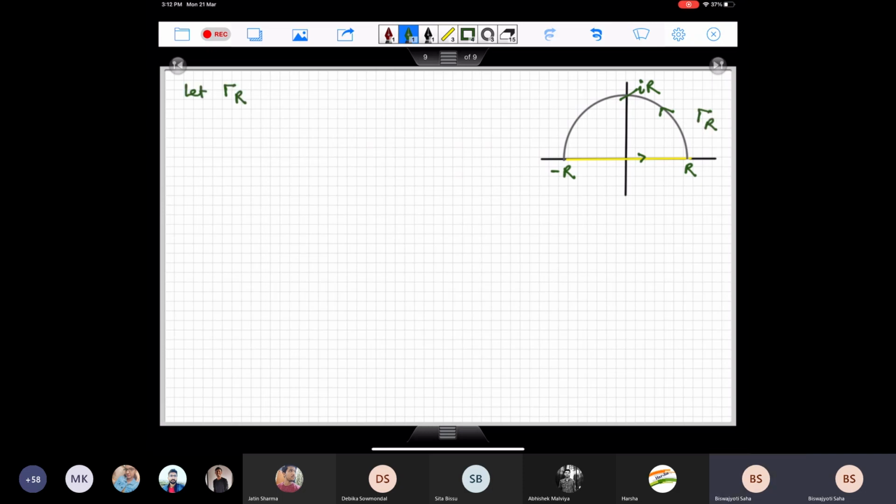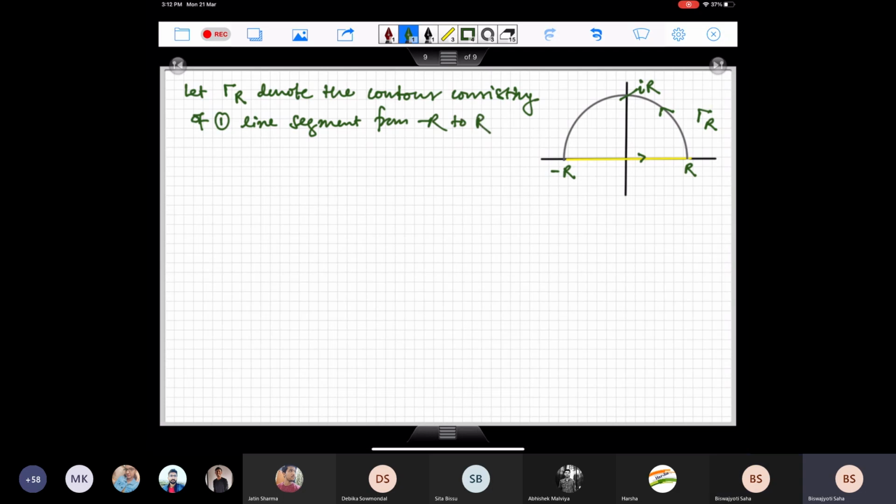So let gamma r denote the contour consisting of number one, the line segment from minus r to r, and number two, the semicircle of radius r in the upper half plane. So this is precisely what I have.